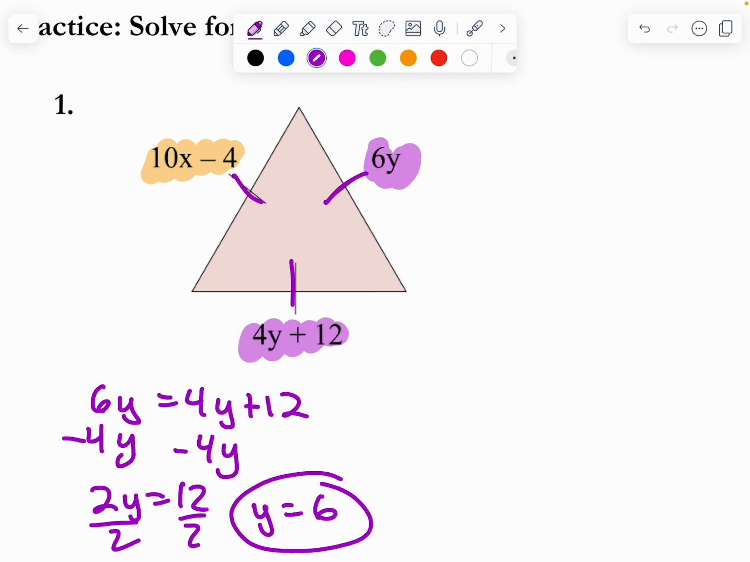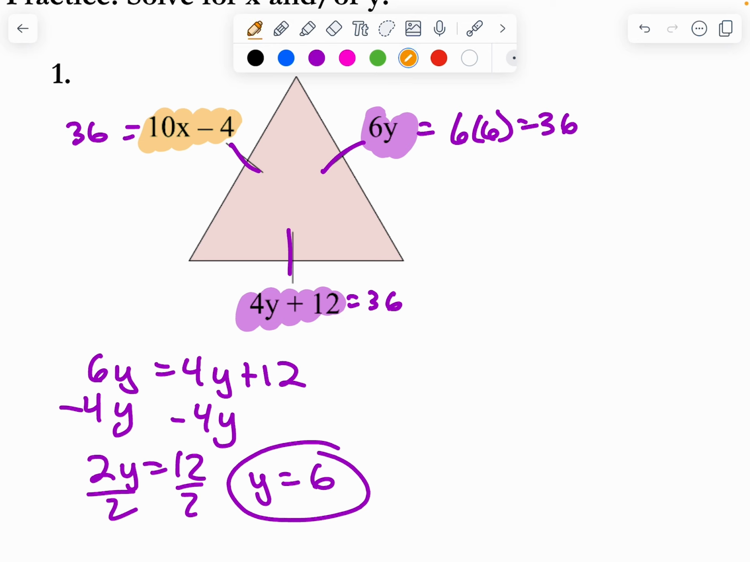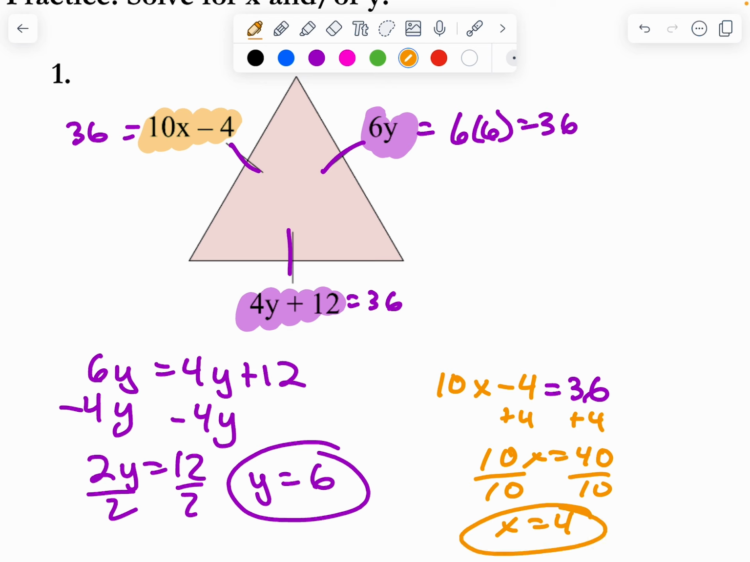Now, if we find one side, we're going to be able to find all sides, right? So if y is equal to 6, then 6 times 6 is equal to 36. So all of these sides are going to be 36. But that's not what we're looking for. We're not looking for the sides. We're looking for the x and the y value here. So now, though, I do know that 10x minus 4 is equal to 36. So let's go ahead and solve. I add 4, I get 10x is equal to 40. Divide by 10, x is equal to 4. And that was it. So simple, right? Not too bad.